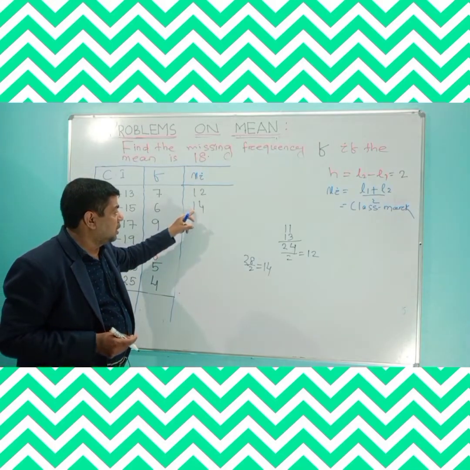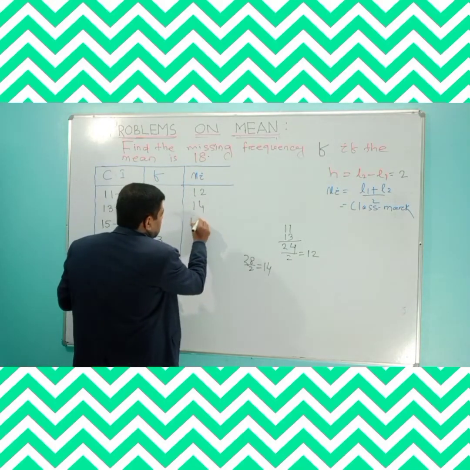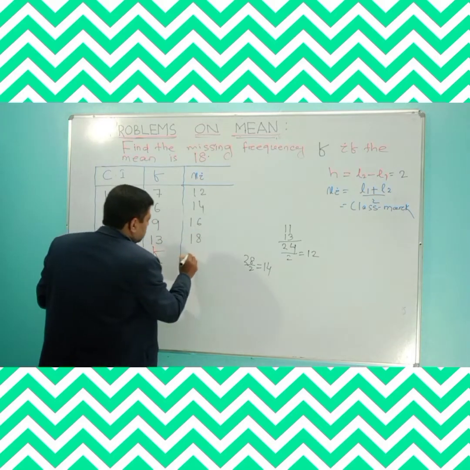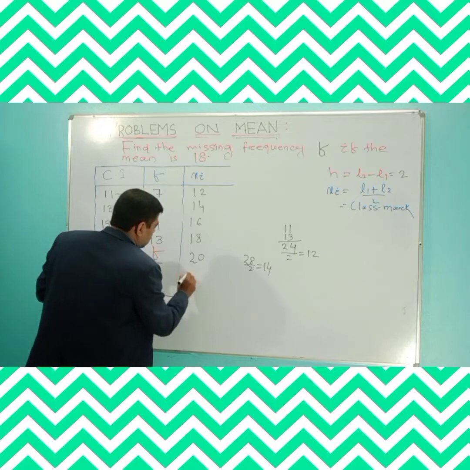Similarly, 14 plus 2 is 16. 16 plus 2 is 18. 18 plus 2 is 20. And 20 plus 2 is 22. And 22 plus 2 is 24.